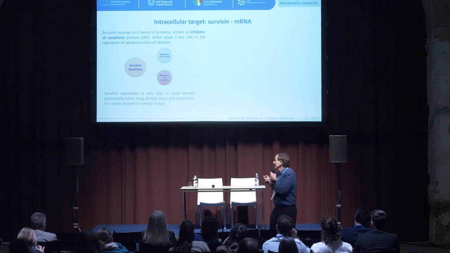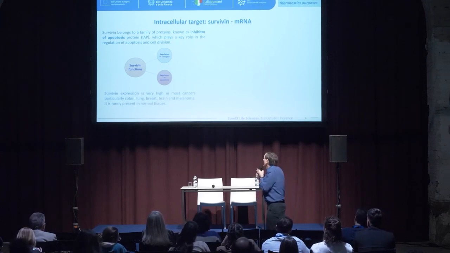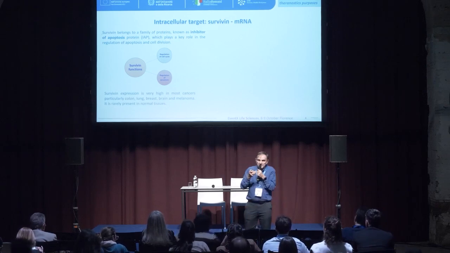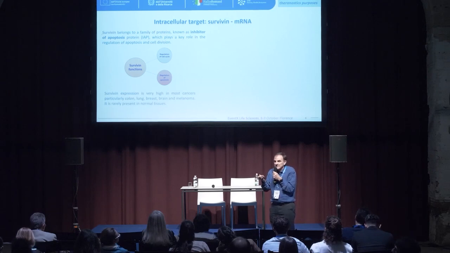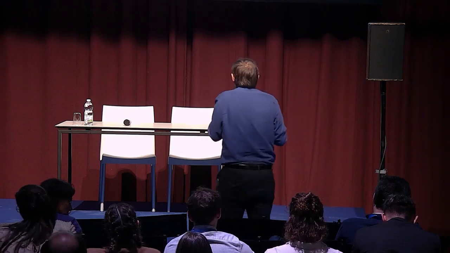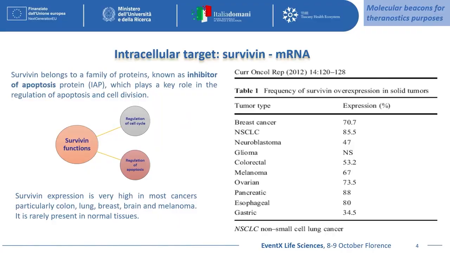So let's go to the messenger RNA for survivin. Survivin belongs to a family of proteins which are called inhibitors of apoptosis, and it's clearly important in the role of cell duplication and proliferation. And it's quite evident that survivin expression is very high in many cancers where there is a proliferation of cells, because there is an overproduction of this protein. And this is a quite old table where we see that there is high overexpression of survivin in practically almost all, the great many of the cancers.